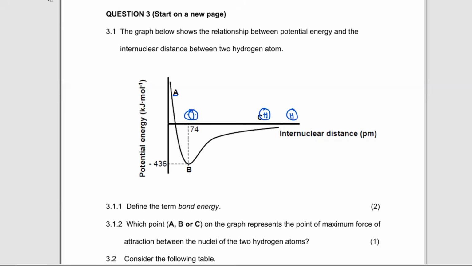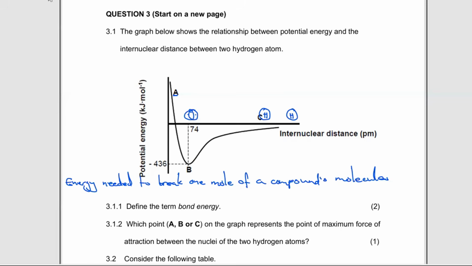Then the first question asks us to define the term bond energy. Bond energy is defined as the energy needed to break 1 mole of a compound's molecules into separate atoms. That's what we refer to as bond energy.